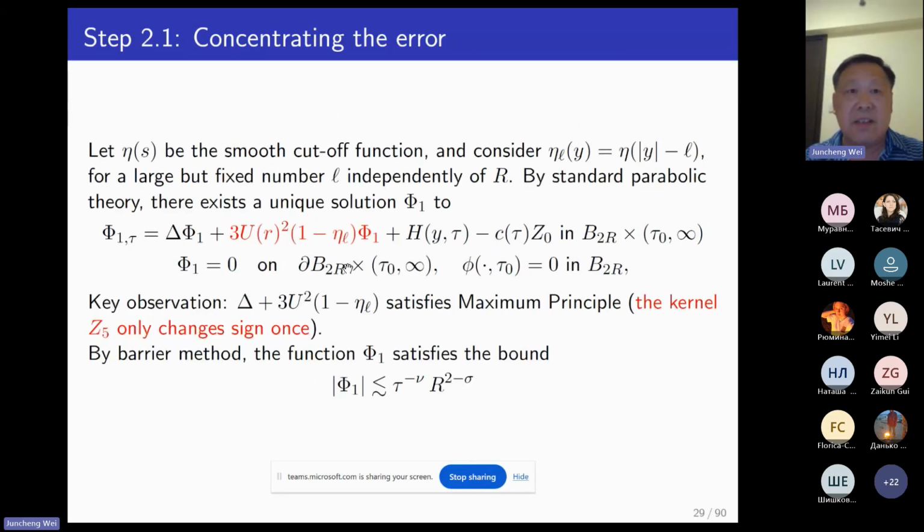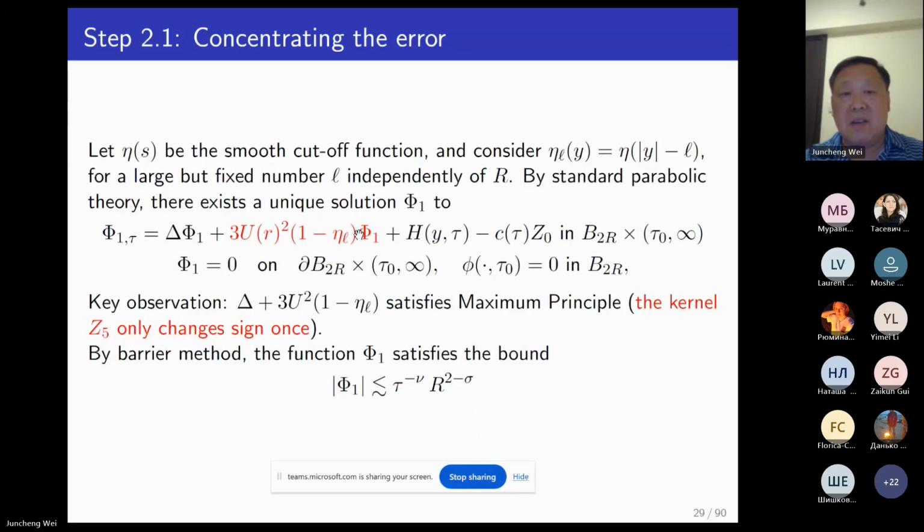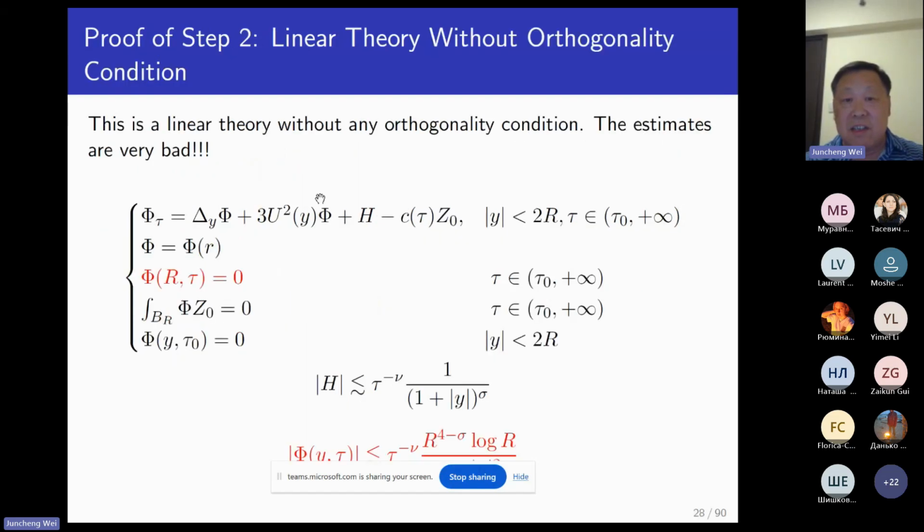So first, we concentrate the error because we don't like this decay being too small. What we do is use a cutoff function and we solve the problem outside a bigger ball, and this problem has a unique solution. The reason is that this operator does not satisfy the maximum principle. There's a kernel which is Z5.